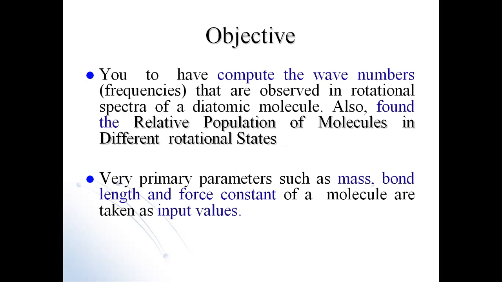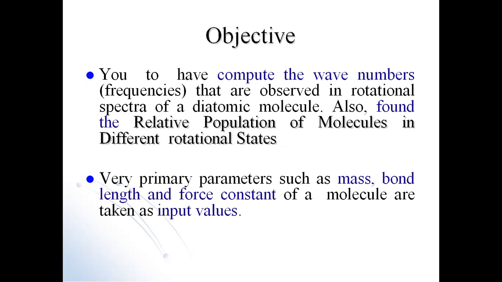Here you see the input parameters. You see the primary parameters such as the mass of the molecule, which we consider as the reduced mass, the bond length, and the force constant of the molecule, which will be given to you. So when you set up this exercise, you have to select one diatomic molecule. Either you can select, let us say, hydrogen fluoride, or you may select HCl, HBr, or some other diatomic molecule which is known to you.